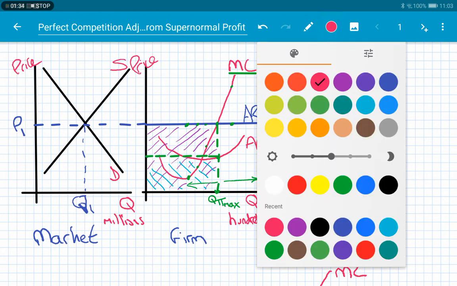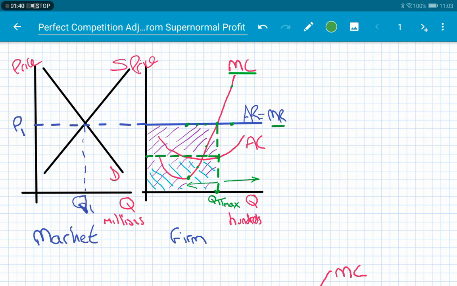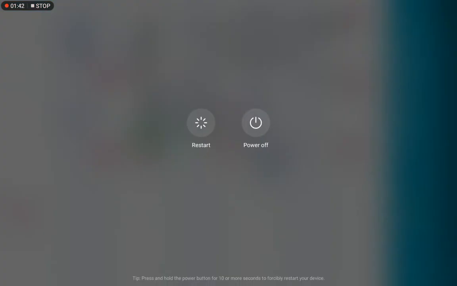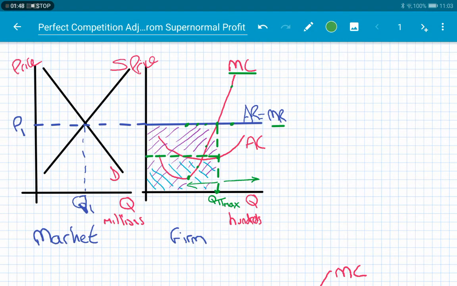So the assumptions that we made at the start of this topic that prevent the firm making supernormal profits are, there's no barriers to entry. And also that the product is homogeneous. Now, both of these together are really important.